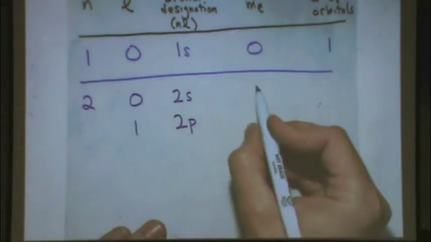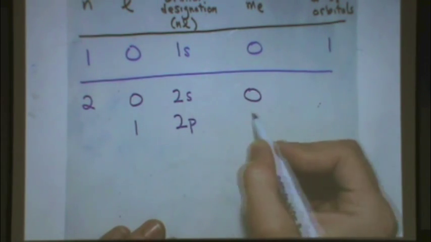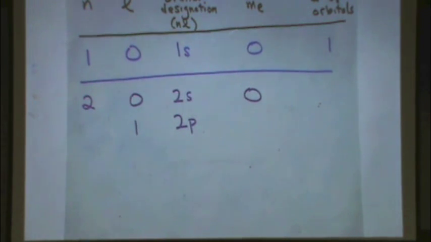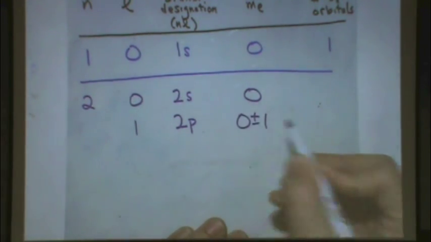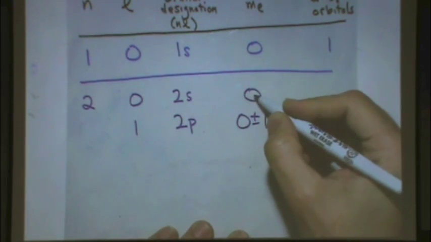Okay, if L is 0, M sub L is 0. If L is 1, what's M sub L? If L is 1, then M sub L is bound by plus 1 on one side and negative 1 on the other. So it's negative 1, 0, 1. Or I'll write it like this: 0 plus or minus 1.